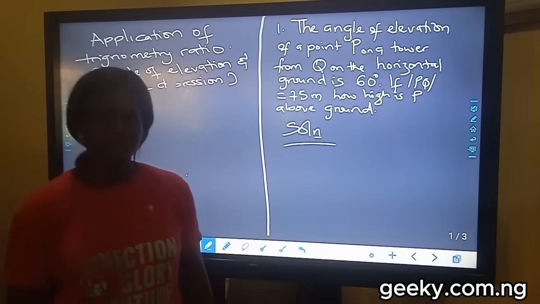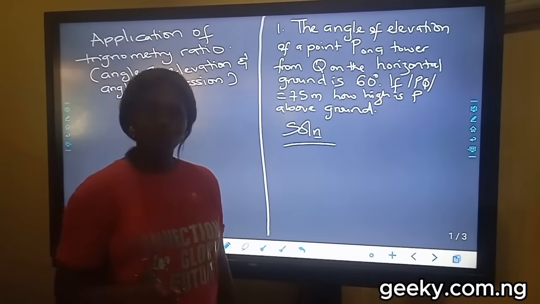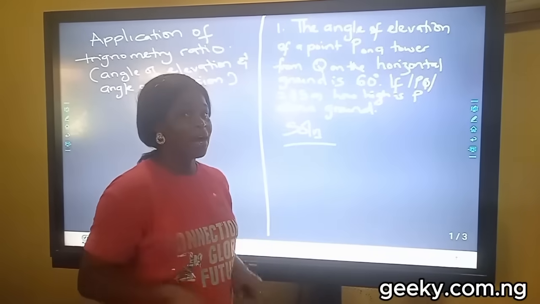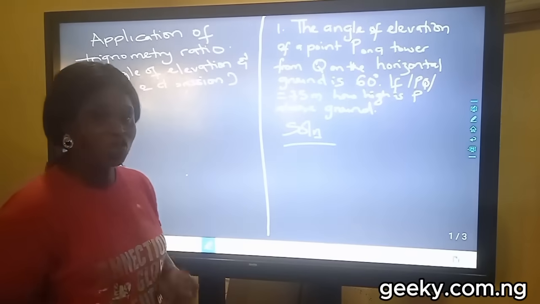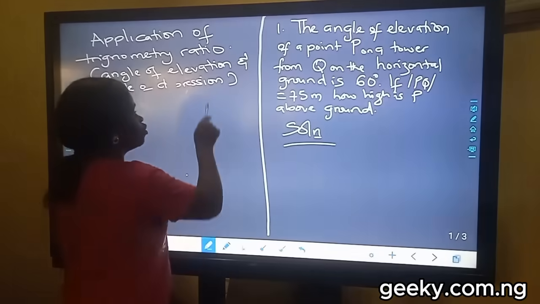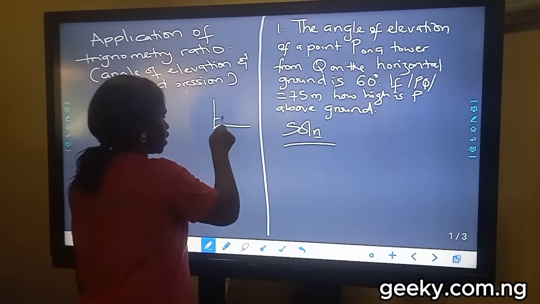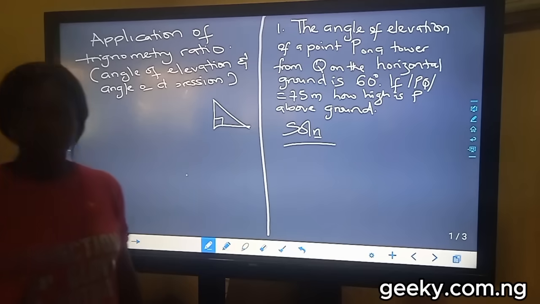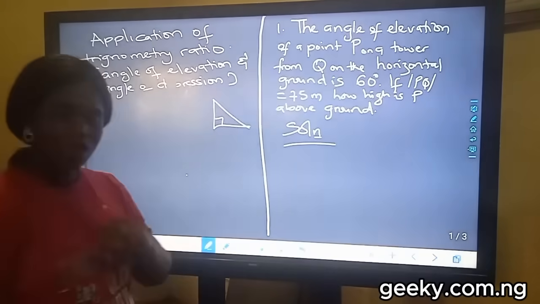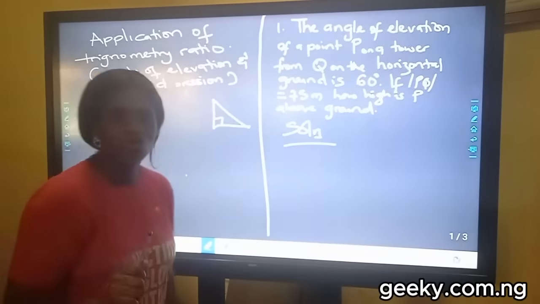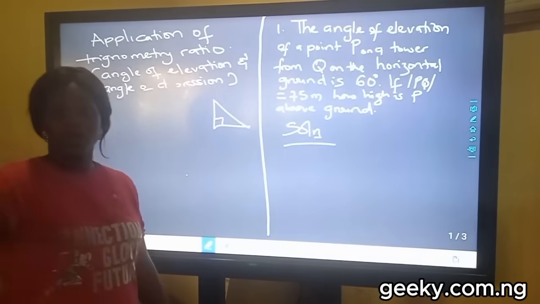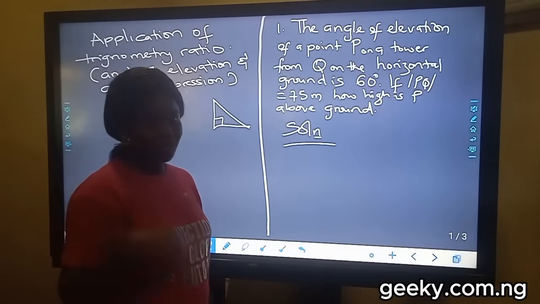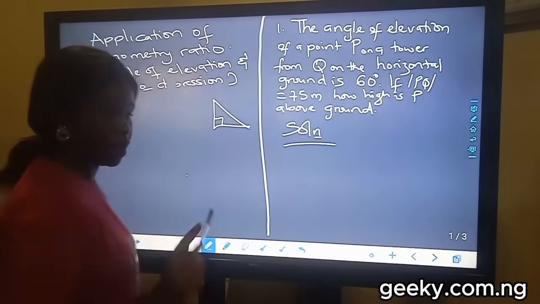So today we're going to be looking at application of trigonometric ratios, and today we're going to be looking at angle of elevation and angle of depression. Now trigonometric ratio has to do with right angle triangle, that is a triangle that has just 3 sides. So in this video we're going to be looking at how we're going to know angle of elevation and angle of depression. So I'm going to take an example.